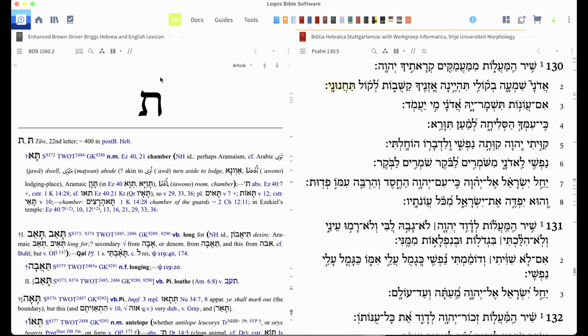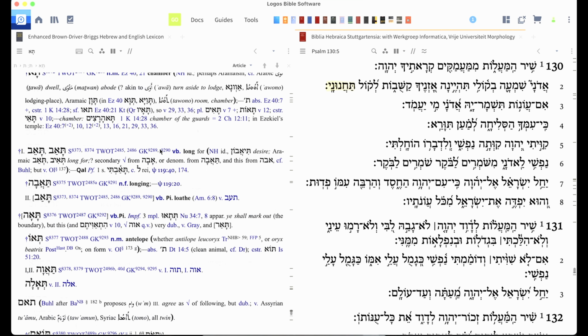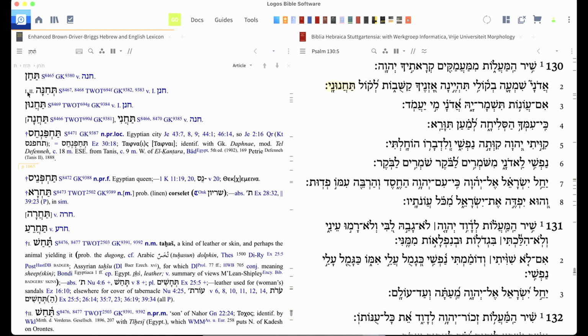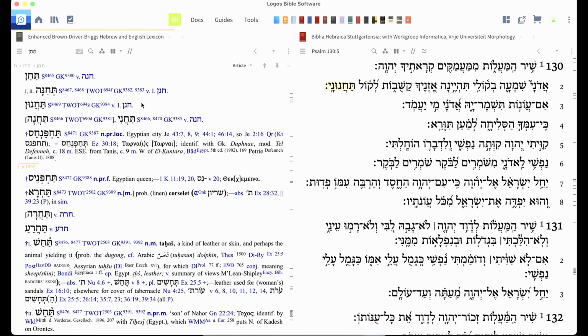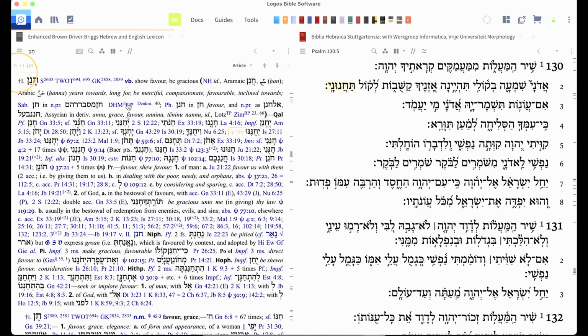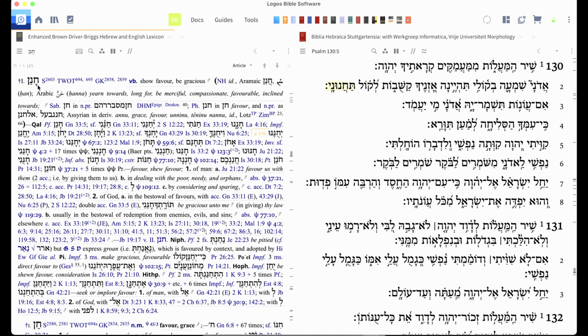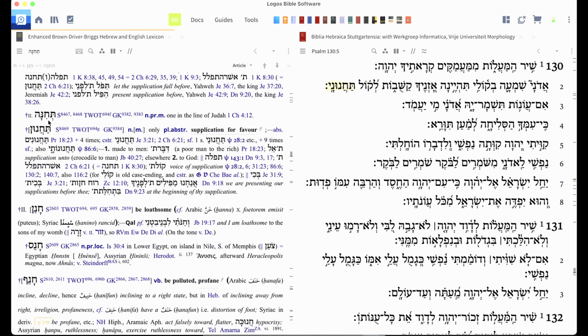Now, if we try the same thing, looking up this word in BDB by starting with that Tav and looking in the Tav section of BDB, when we get there, it won't give us a definition. It'll point us to another word. Why? The reason is BDB is not listed strictly alphabetically. It's based off of the base root of each word. Once we have our root of chet nun nun, we can look underneath that heading to find our actual word that we're looking for, tachanun, listed underneath that root.